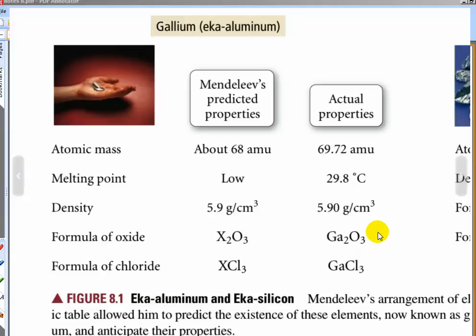He guessed that it was about 68 atomic mass units, and this is what it actually is. So, right, pretty close for not having ever actually seen it. That it would have a low melting point, which it does. It pretty much melts in your hand. It would have a density of 5.9 grams per cubic centimeter. That's exactly what it has.